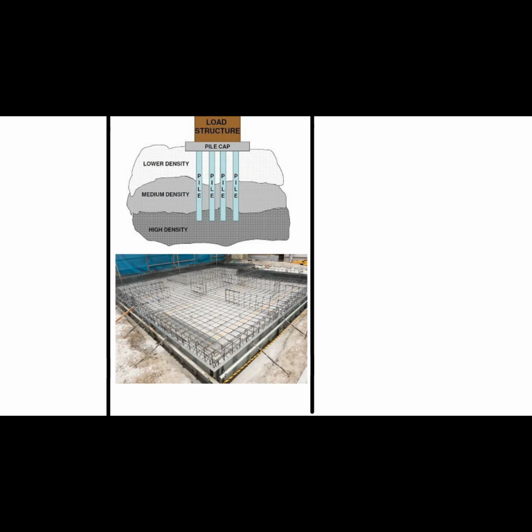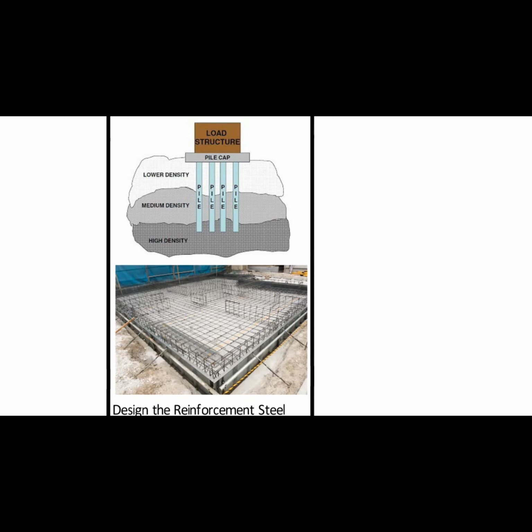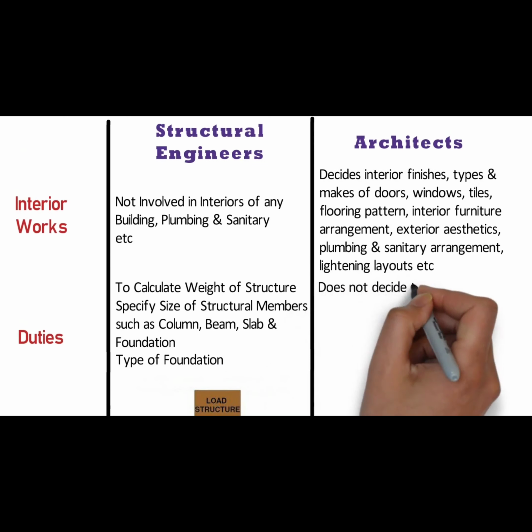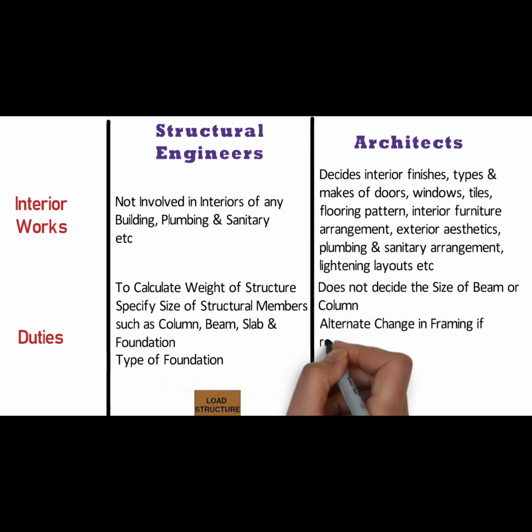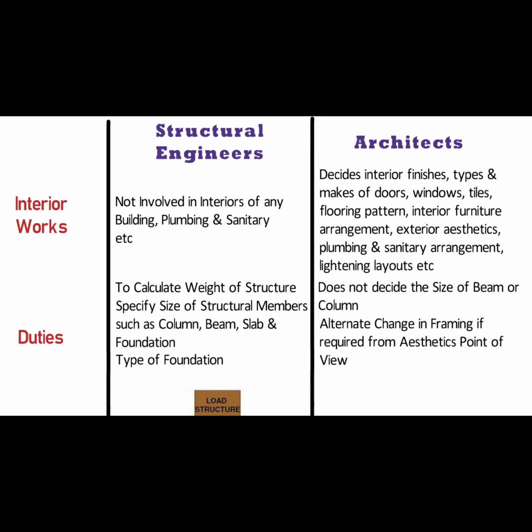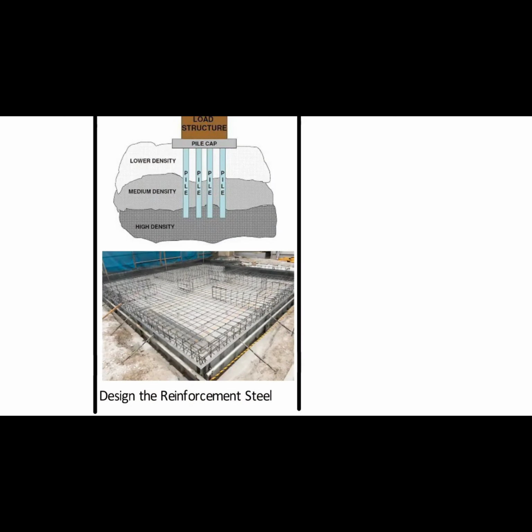The structural engineer also designs the reinforcement steel which has to be used in all structural members like column, beam, slab and foundation. Whereas the architect does not decide the size of beam or column but can only request the structural engineer for an alternate change in framing if required from an aesthetics point of view. The architect will typically review the contractor's shop drawings and other submittals, prepare and issue site instructions.